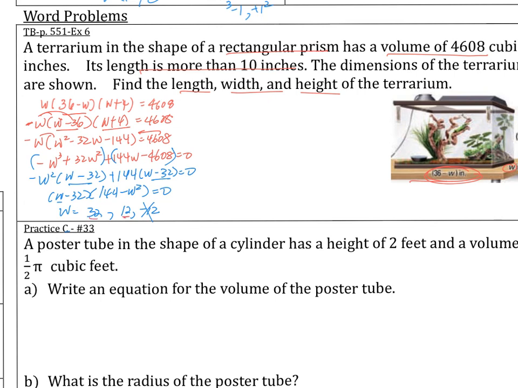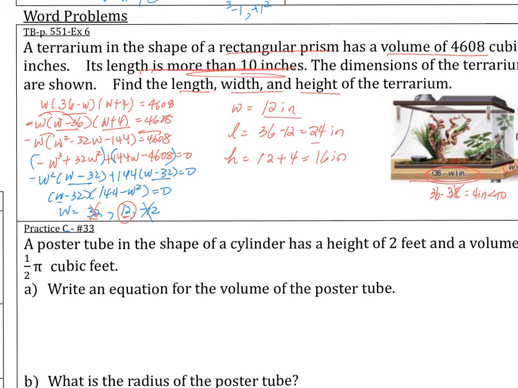And it says here that the length is more than 10 inches. So if we take the length here, 36 minus w, and we use 32, we get 4 inches, which is less than 10. So we can eliminate 32, and the width will obviously have to be 12 inches. So we could write that down now. And the length will be 36 minus 12, which is 24 inches. And then the height, which is w plus 4, we could take 12 plus 4 equals 16 inches.